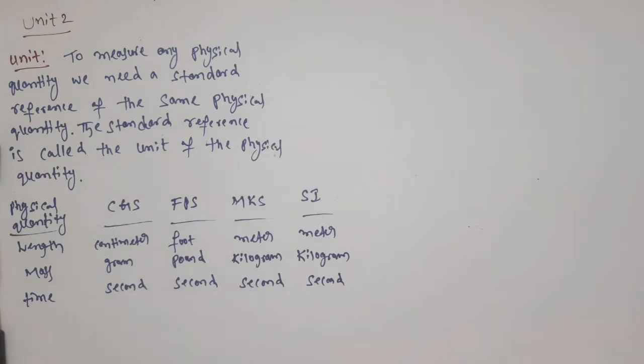So these are the types of system of units we have: CGS unit system, FPS unit system, MKS unit system, SI unit system. When we take the first three fundamental physical quantities, length, mass, time, in the CGS system the unit of length is centimeter, the unit of mass is gram, the unit of time is second. CGS: centimeter, gram, second. FPS, also called the British system: foot or feet, pound, second.